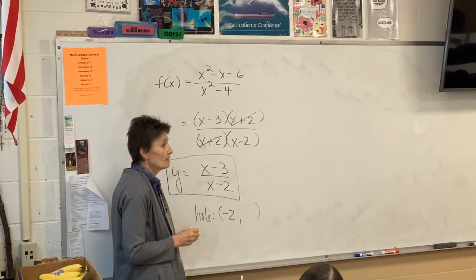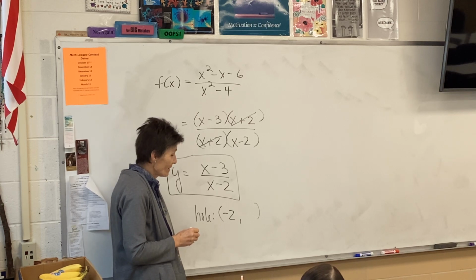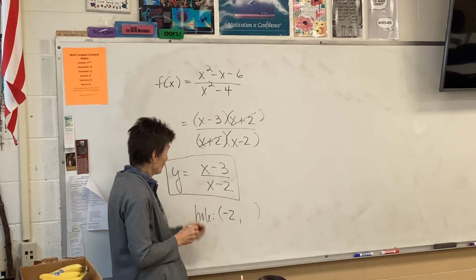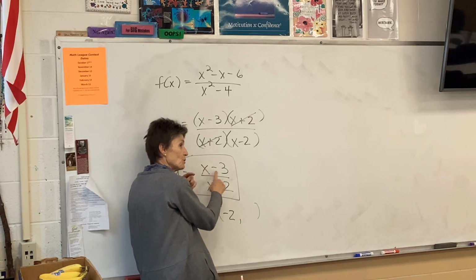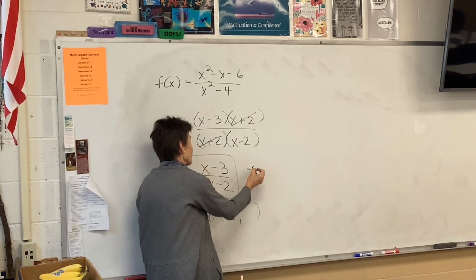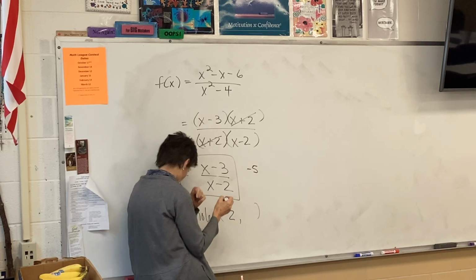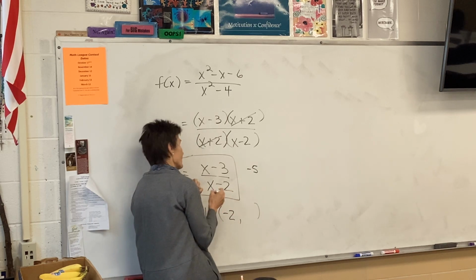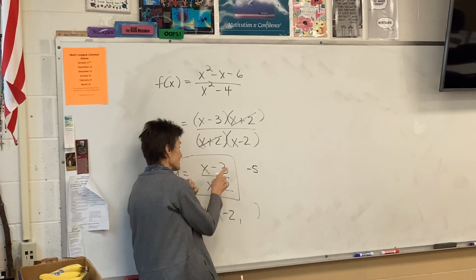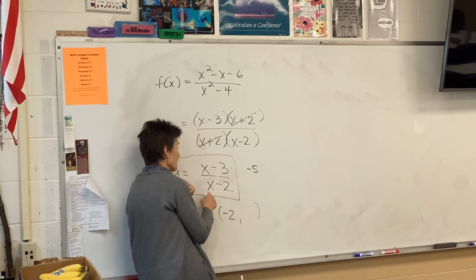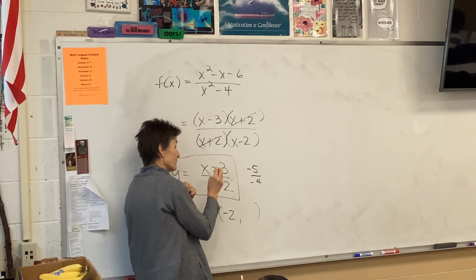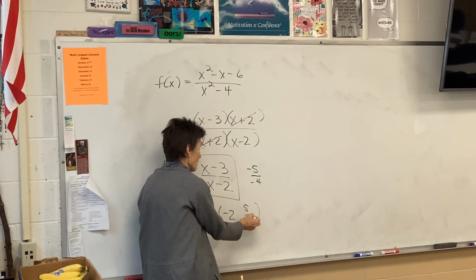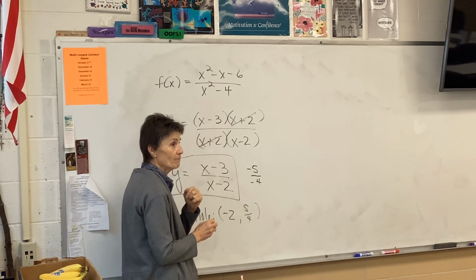And then, what will my y value be? You plug in negative 2. I have to plug in negative 2 here. So negative 2 minus 3, negative 1, 5. Oh my gosh. Just kidding. Negative 2 minus 3 is negative 5, and negative 2 minus 2 is negative 4. But the negatives cancel, so it's actually positive 5/4.